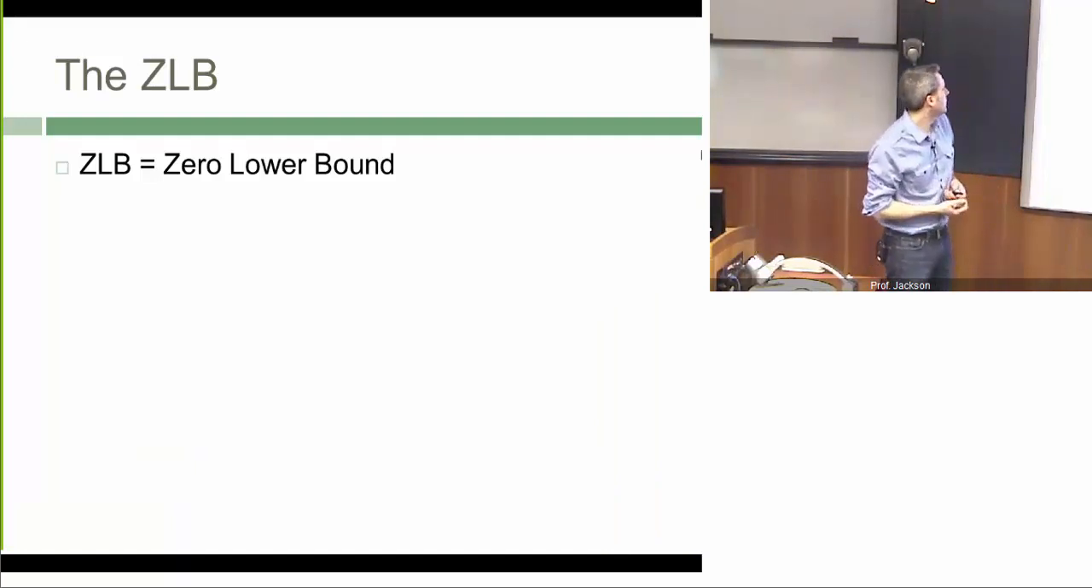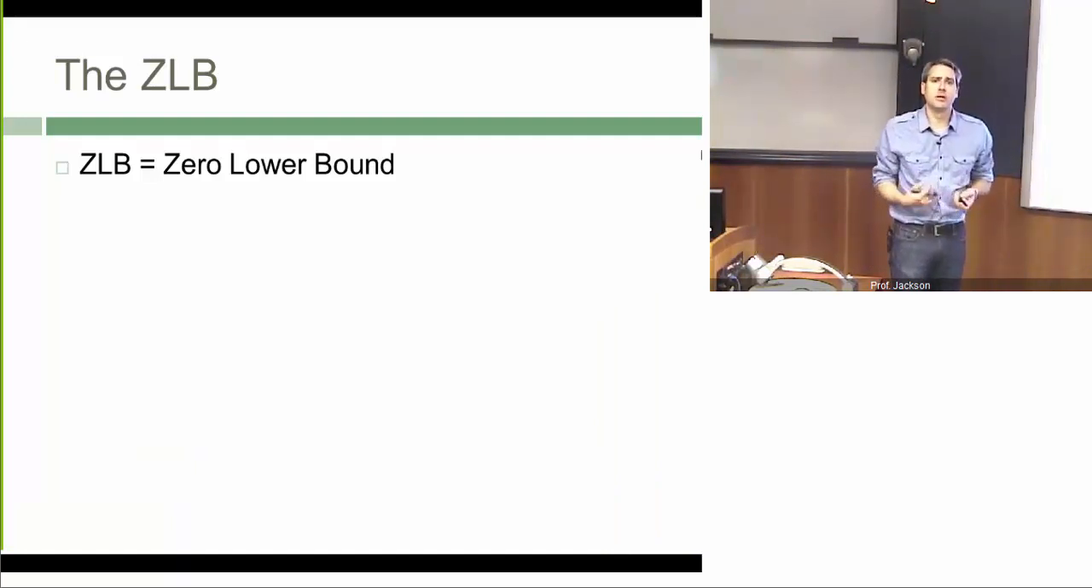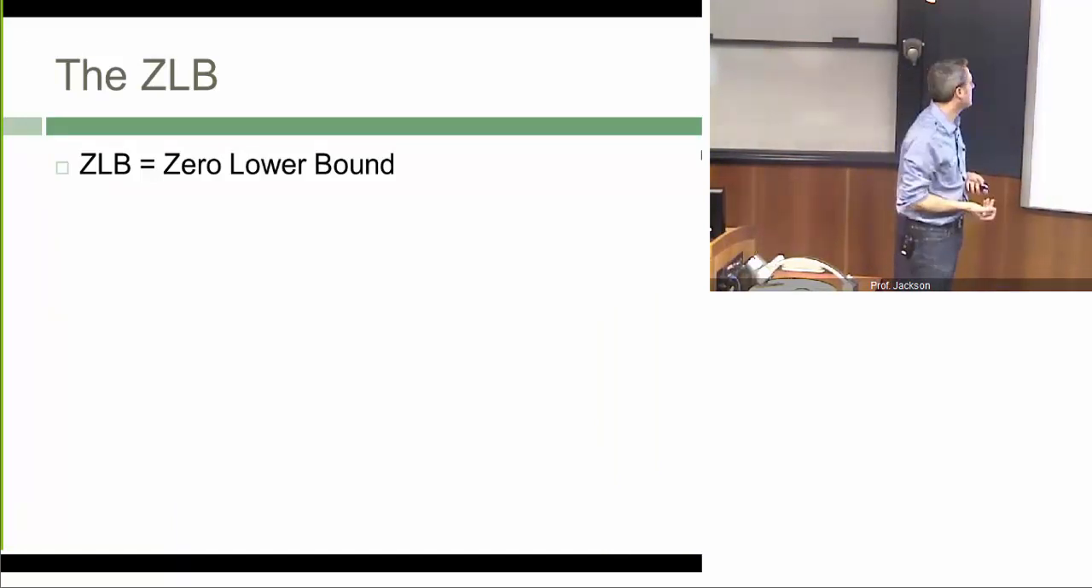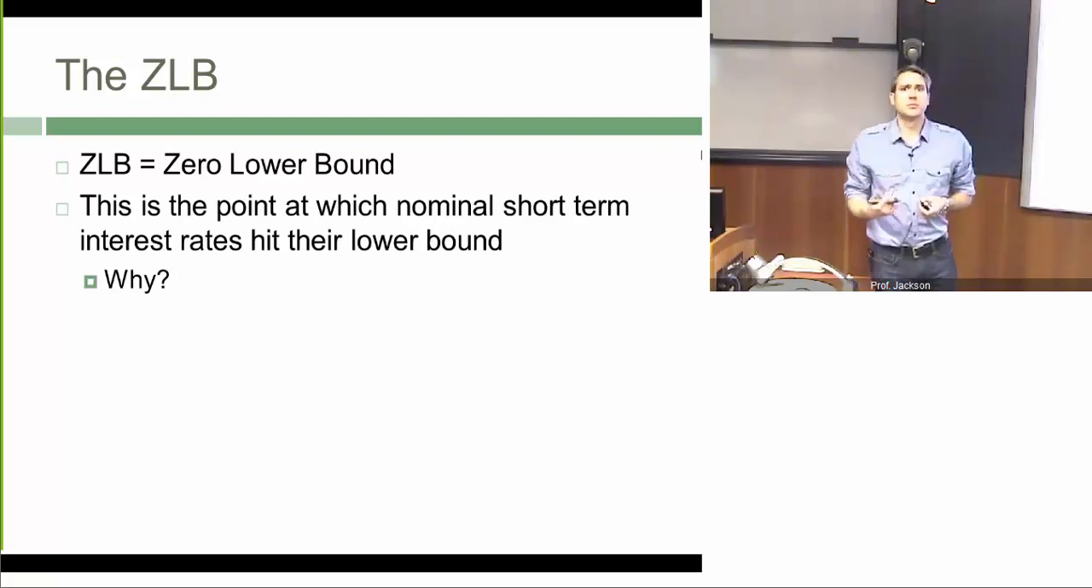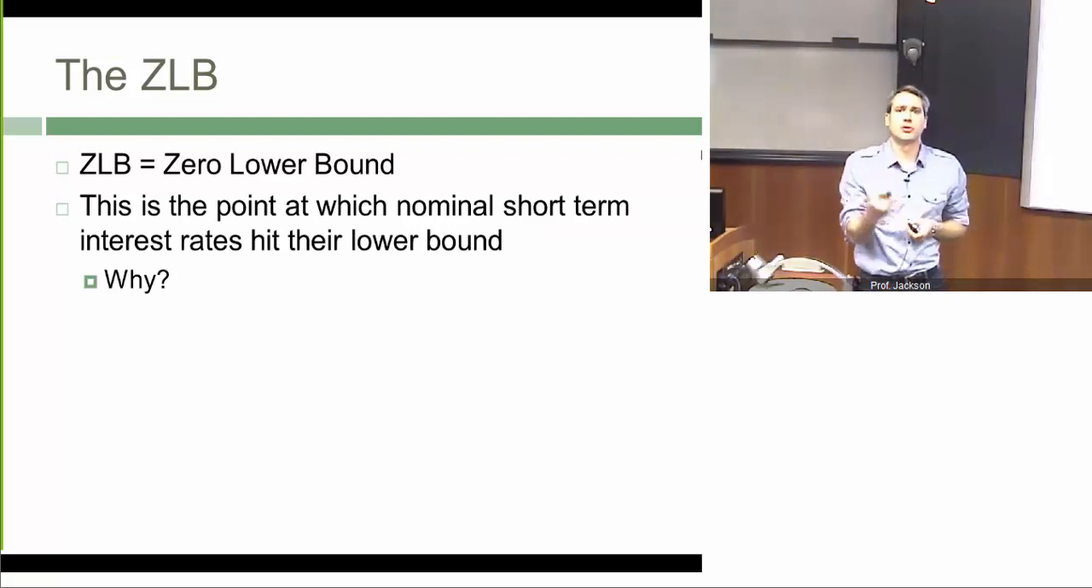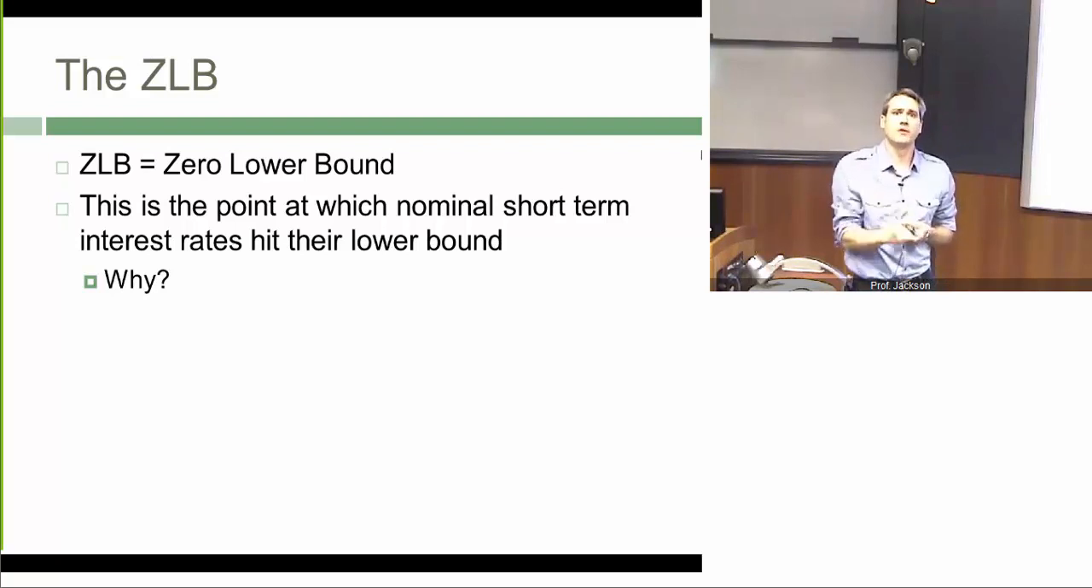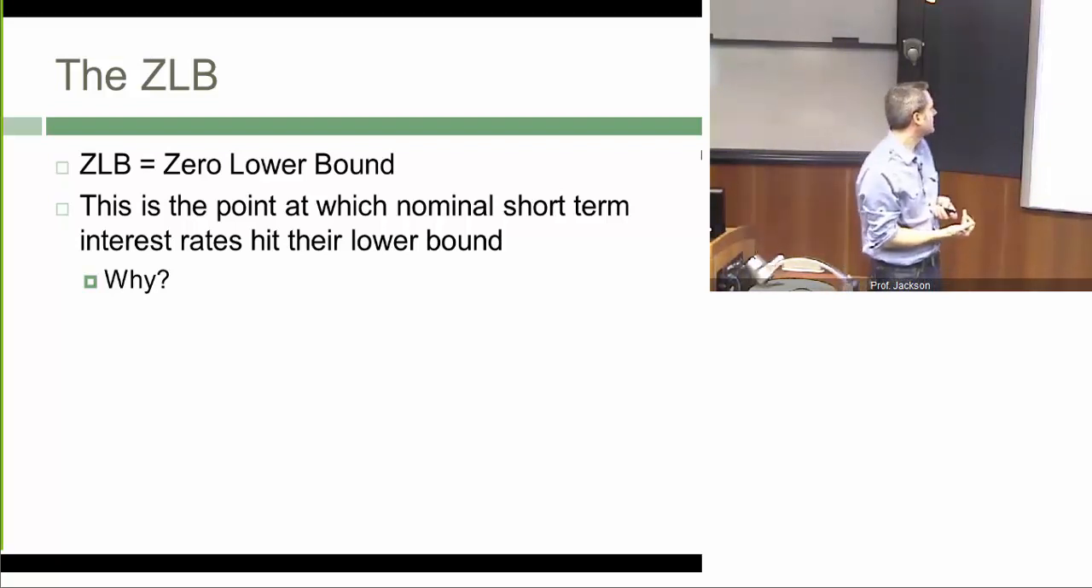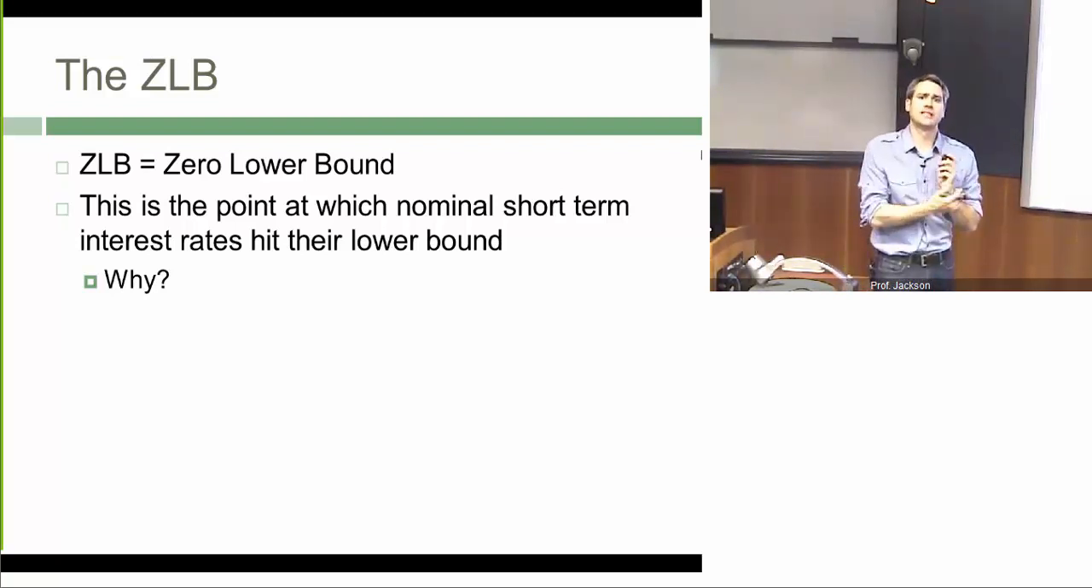So specifically, what does monetary policy look like when we hit that zero lower bound? And so the first point is to think about what the ZLB, or zero lower bound, actually is. The basic idea is this is simply the point at which nominal interest rates hit a floor of 0. And so the idea is that nominal short-term interest rates can't go below 0.